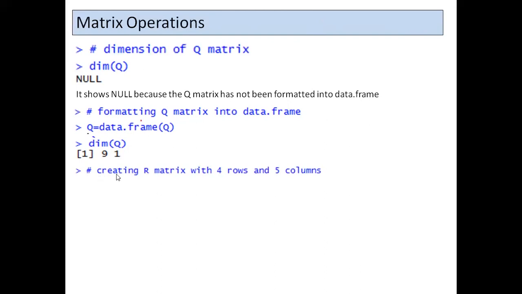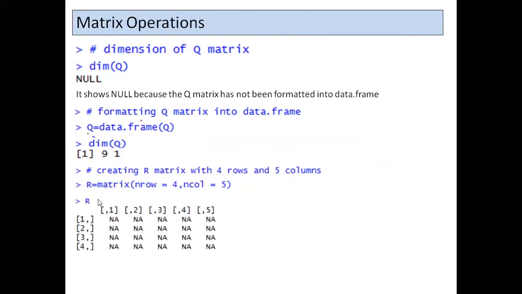Now we want to create an R matrix. We want to create a new matrix, that is the R matrix, with 4 rows and 5 columns. How do we come up with that? In that case, we type in the matrix function, and we assign that we would like to have 4 rows and 5 columns to it. The matrix name is R. And if you look at the output, we have 4 rows and 5 columns. This is how the output for a matrix operation is shown.